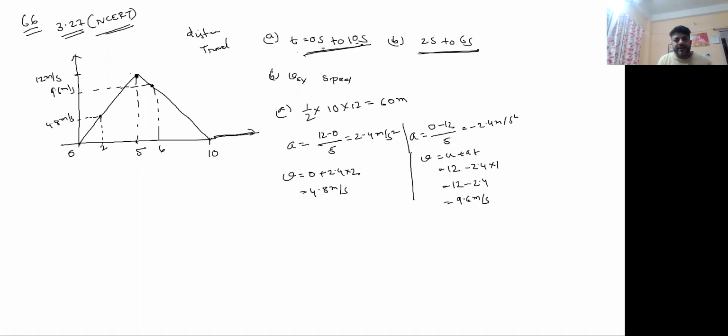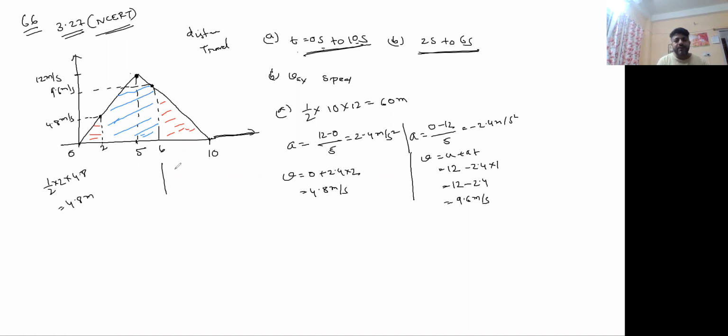So now that 9.6 has come, what will I do? From here, I need this distance and I will remove that distance, right? So we have to find out this distance. So the best way is that you find out these two displacements. See how easily we can find it: half into 2 into 4.8. So we get 4.8 meters.